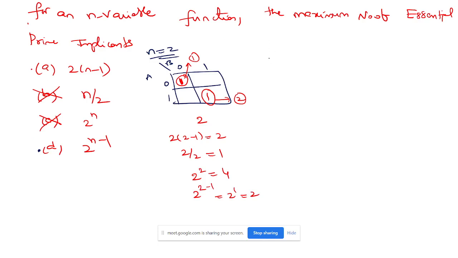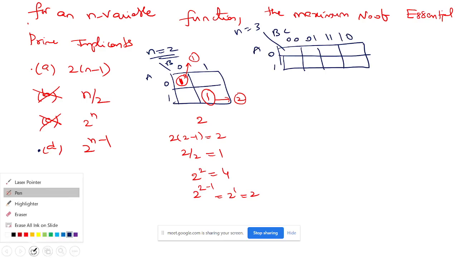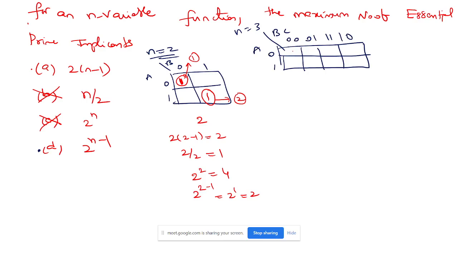Let's go to n equal to 3. This is A, B, C, 0, 1, 0, 0, 0, 1, 1, 1, 1, 0. Then a similar zigzag pattern we can follow. This is the best way of getting essential primes.